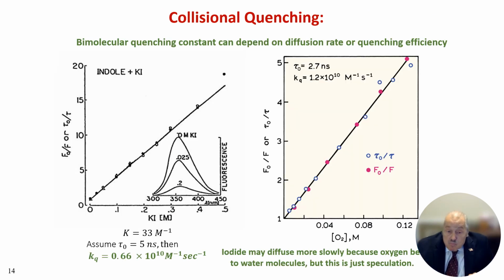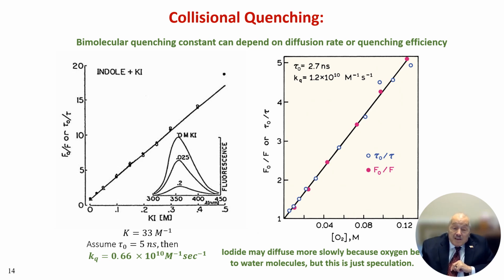So I gave you an example of that in comparison of these two slides. The previous one we just looked at, here's an experiment you can do at home. You can use the data on the graph, use the known lifetime of tryptophan, and calculate the bimolecular quenching constant, and it comes out to be this value of 1 times 10 to the 10th.